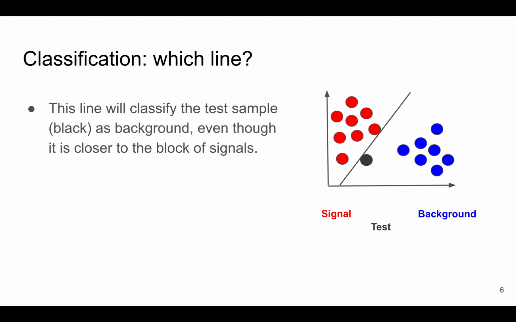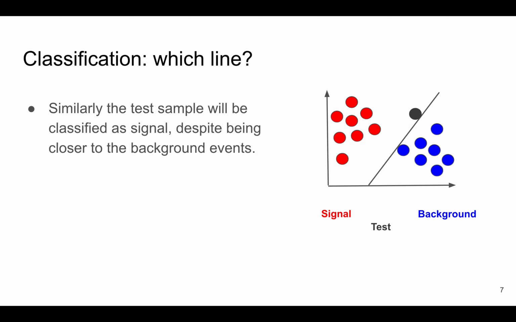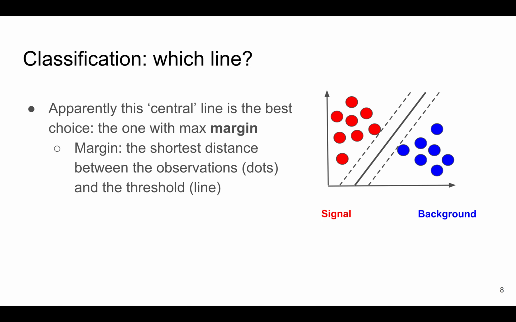If we use the leftmost line, like the one on the slide, then the line will classify the test sample represented by the black dot as background because it sits on the same side as the blue dots. However, this doesn't make sense because the black test sample is closer to the block of red signals. Similarly, if we use the rightmost line as shown on this slide, then a test sample like the one on the plot will be classified as signal despite being closer to the background events. So clearly, the central line is the best choice.